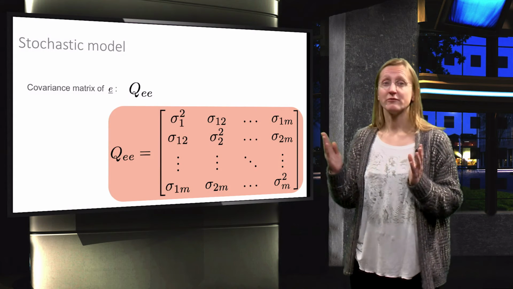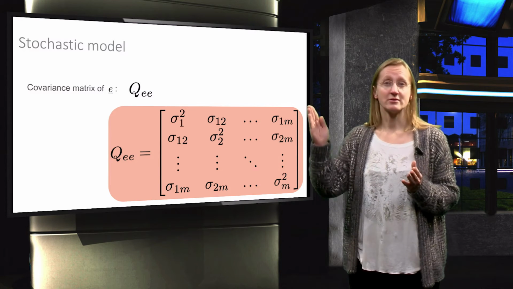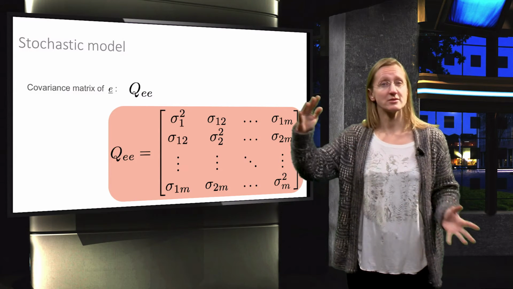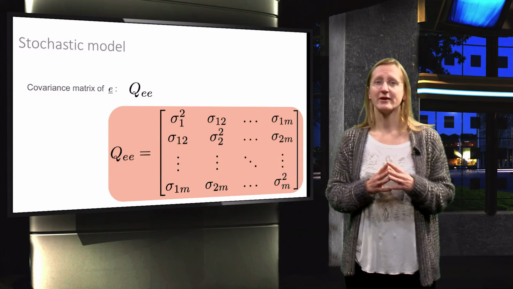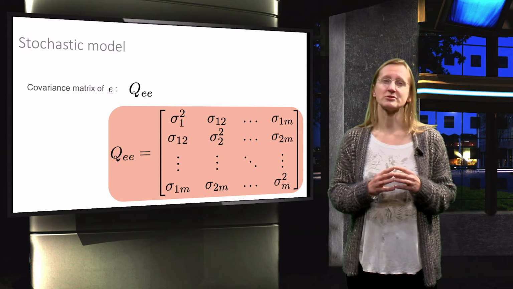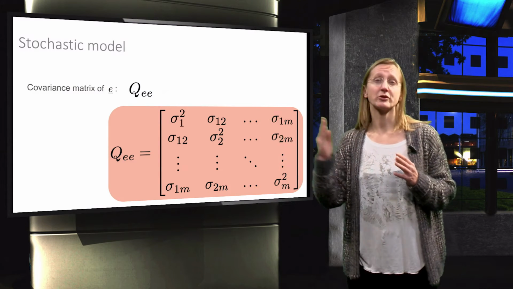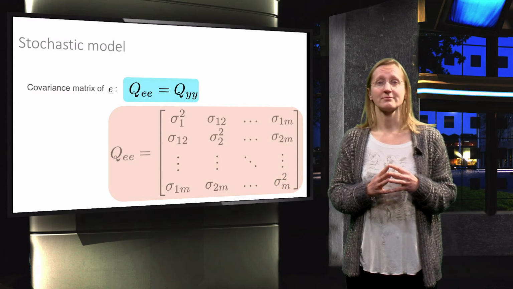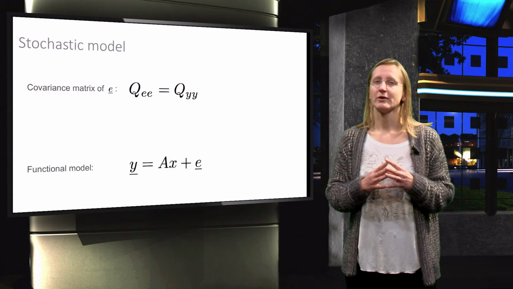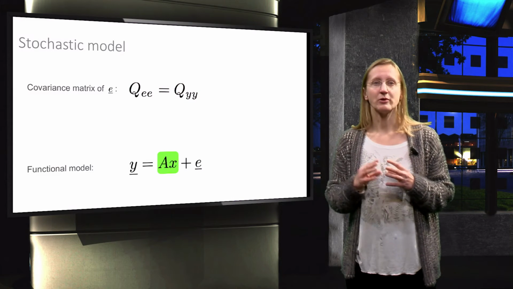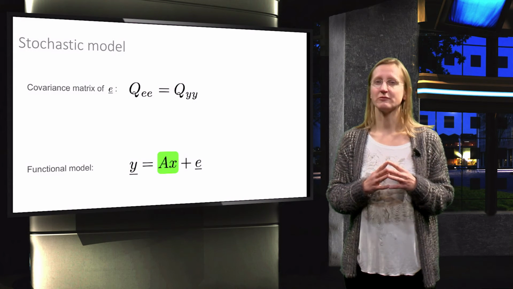The structure of the covariance matrix is shown in the bottom right, with variances on the diagonal and covariances as off-diagonal elements. We saw in the past that the variance of a random error equals the variance of the corresponding observable. The same holds for the covariance matrices. This may seem logical if we look at the functional model, where the Ax part is deterministic, meaning that there is no uncertainty involved in that part.